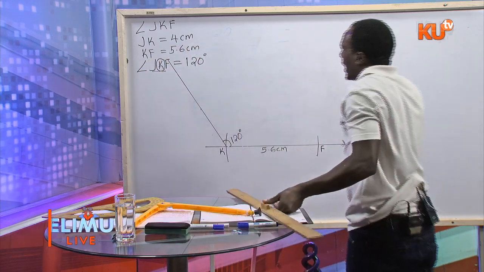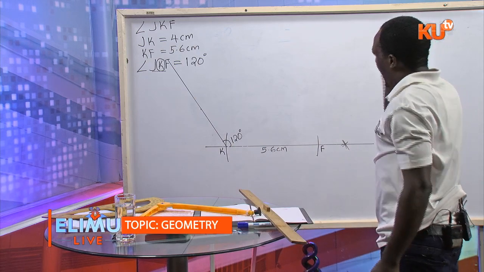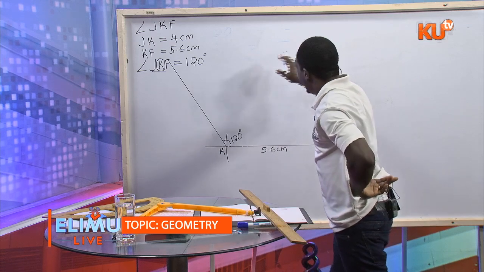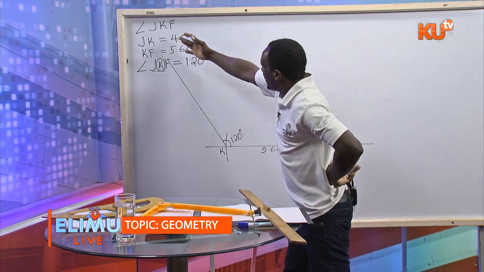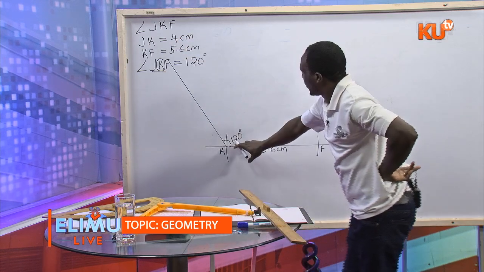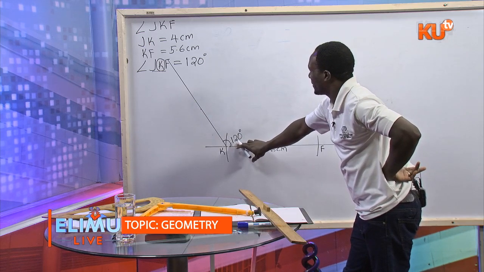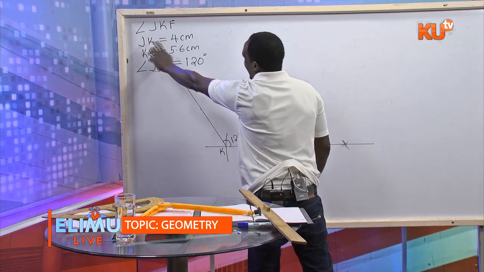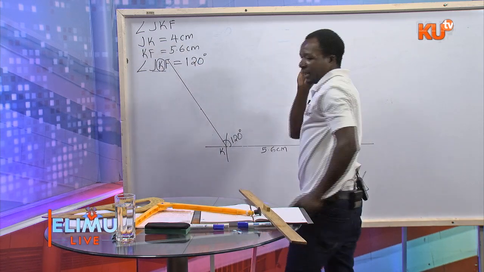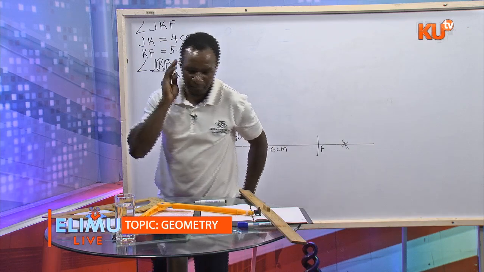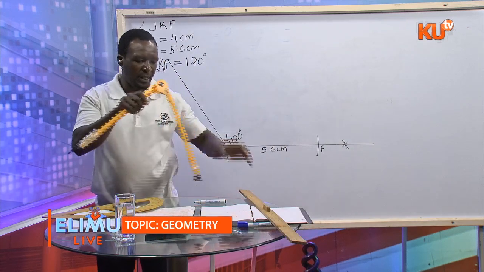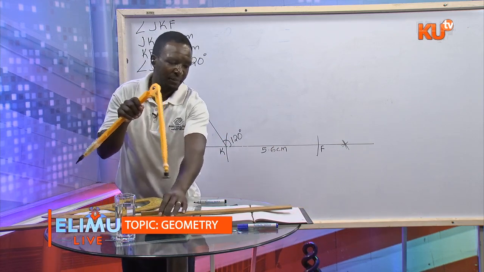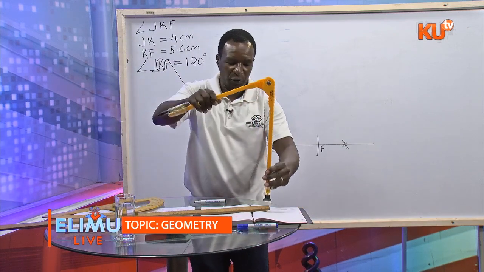Now we have our angle, which is 120 degrees. That is J. We don't know where J will be, but we know where K is. That is 120 degrees. From K to J, it is 4 centimeters. Take your compass. Again, measure 4 centimeters.